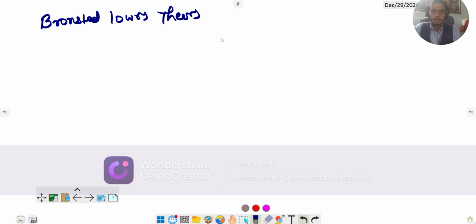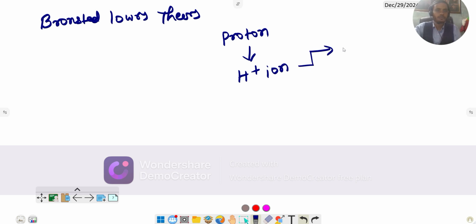Now, proton donor means what? In the case of an acid, proton donor means H plus ion, right? So we are only talking about two things. In terms of acid, the substance is a donor, and in terms of base, the substance is an acceptor, right? I hope it is very clear to all of you, my dear students. By definition, one substance donates the H plus ion and the other substance accepts the H plus ion, right?